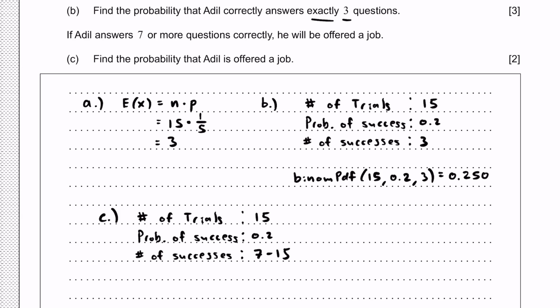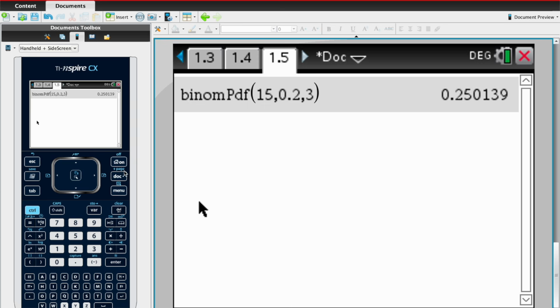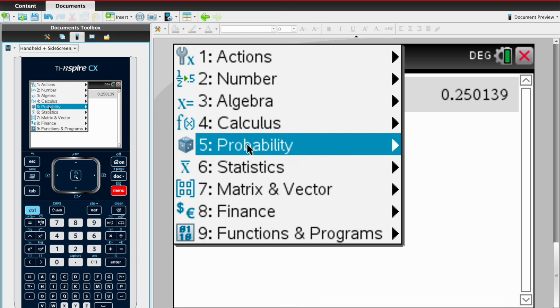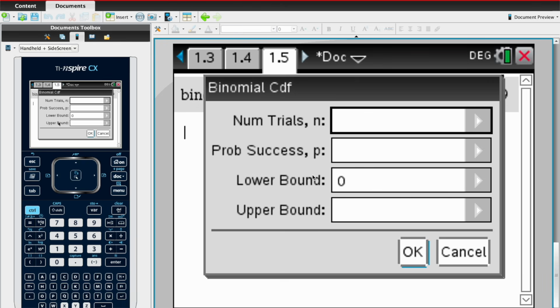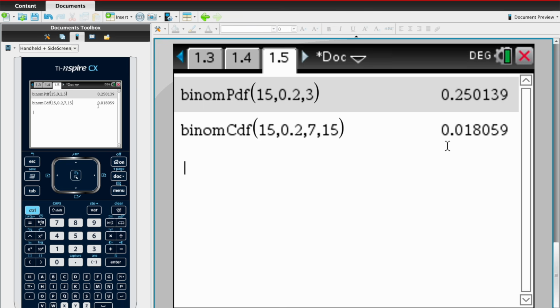So for this, we're still in binomial distribution, but since we're dealing with a range, we'll use binomial CDF. Going back to the calculator here, menu, probability, distributions. Here we want to go binomial CDF. Number of trials is 15. Probability of success, 20%. 7 or more questions correctly, so 7 to 15. Here the answer is 0.018059, or roughly 1.81%.